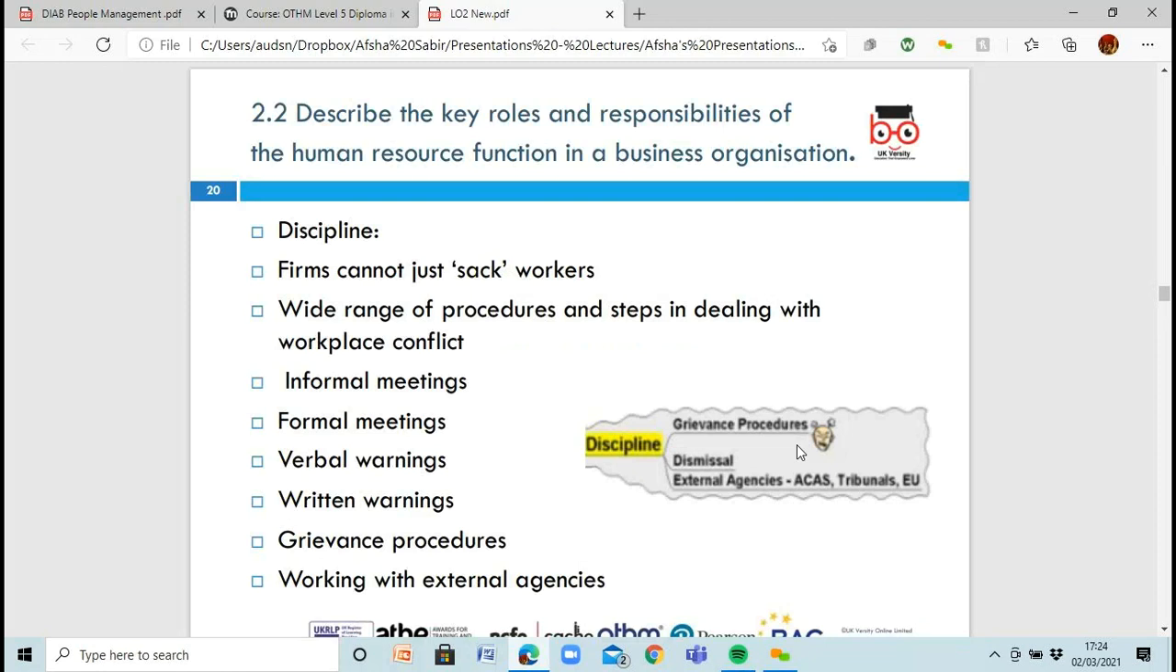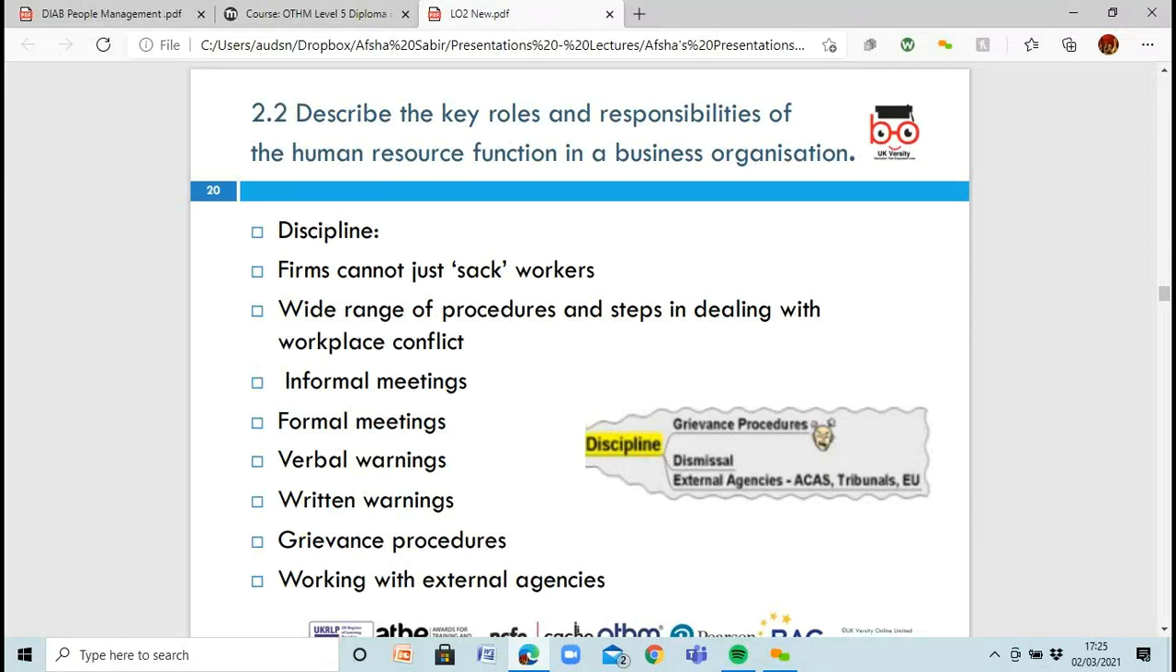Then we've got discipline. So we're going to look at things like grievance procedures, dismissal, external agencies like ACAS and tribunals. So firms can't just say you're sacked, I've sacked you, you've got to leave. They've actually got to have a lot of processes and a lot of procedures put in place to sort out any workplace conflict. So if you make a mistake, they can't just say, right, that's it, leave. There has to be a process that they follow.